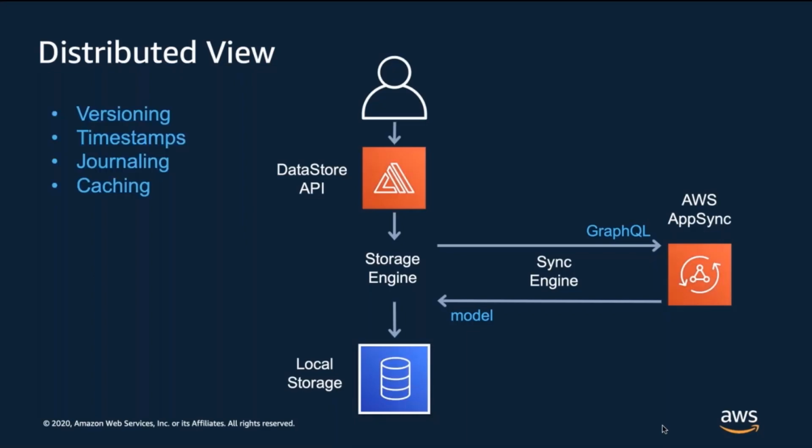So what does the sync engine and storage engine take care of? It takes care of versioning, timestamps. It keeps the equivalent of a database journal on the back end that tracks all changes to the data, and also does intelligent caching. So all of these things are being done under the covers, and that provides us with our offline behavior, our conflict resolution, and our data consistency.